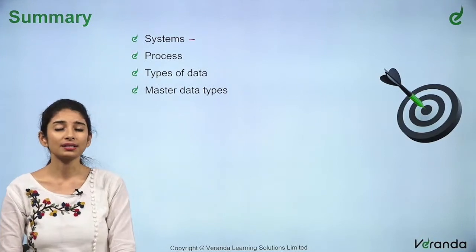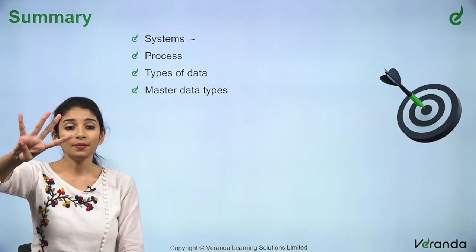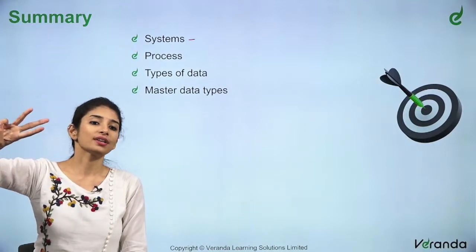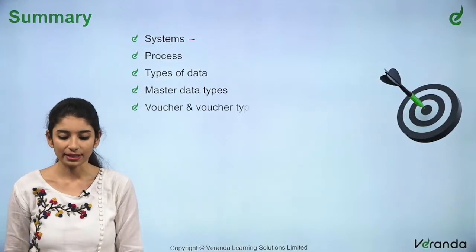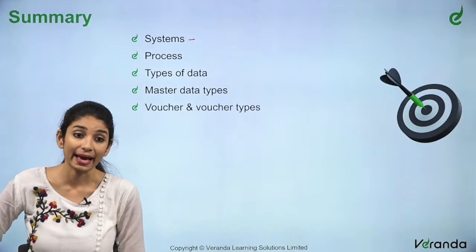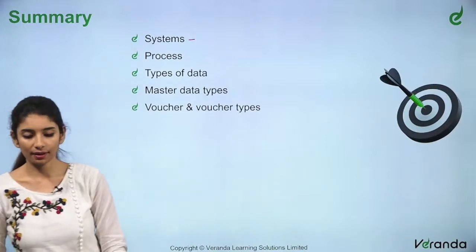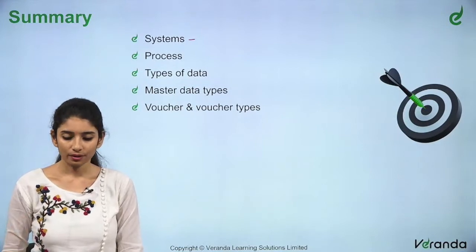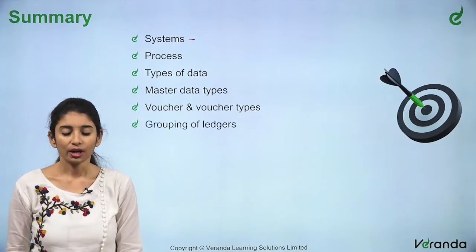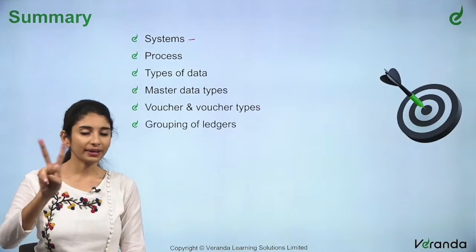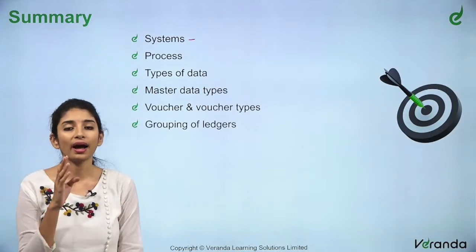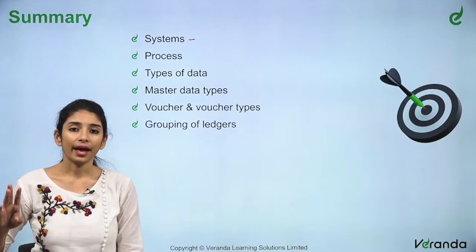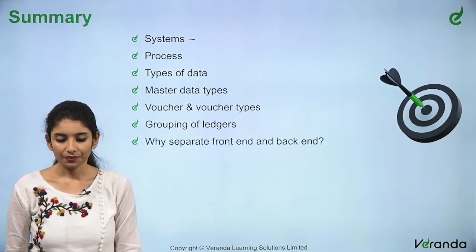Master data types. How many types were there in master data? 4. Are you able to recall? Accounting, inventory, statutory, payroll. 4 types of master data. Voucher and voucher types. Voucher types also we had seen. You have your journal voucher, your inventory vouchers, all of that. Grouping of ledgers using your debit and credit. Under debit and credit, you have income, liabilities, and then expenses and assets.